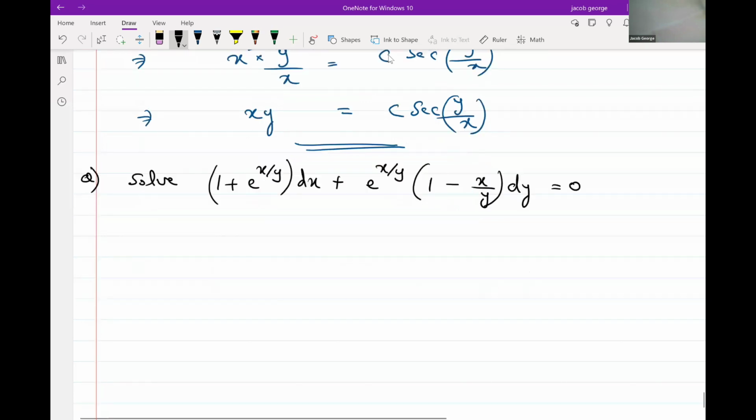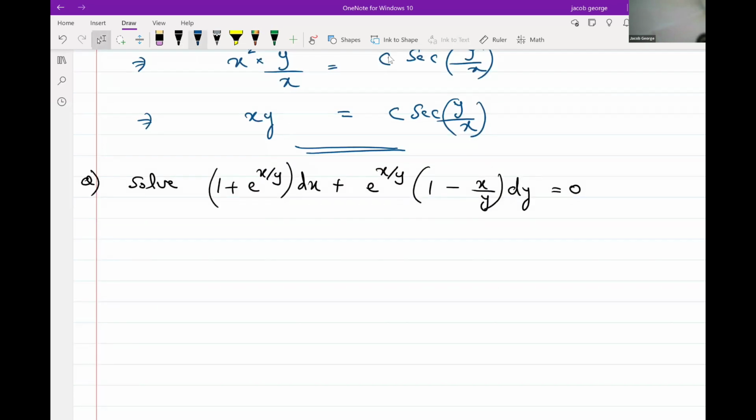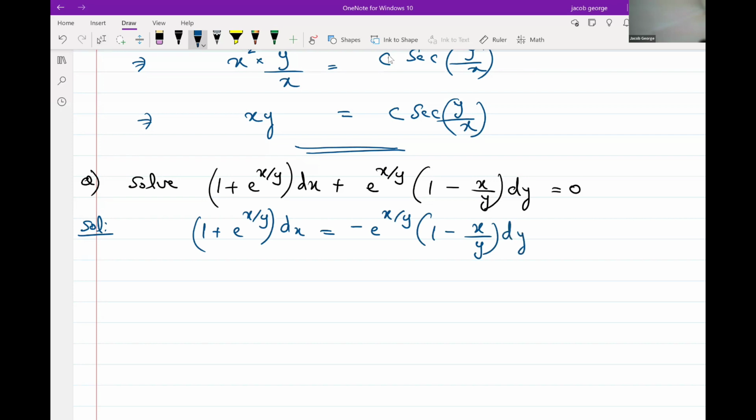Those who got the idea can start. Others, once again, please listen here when I am writing, and then you can write it properly. 1 plus e raised to x by y into dx is equal to minus e raised to x by y into 1 minus x by y dy. This is the first step.